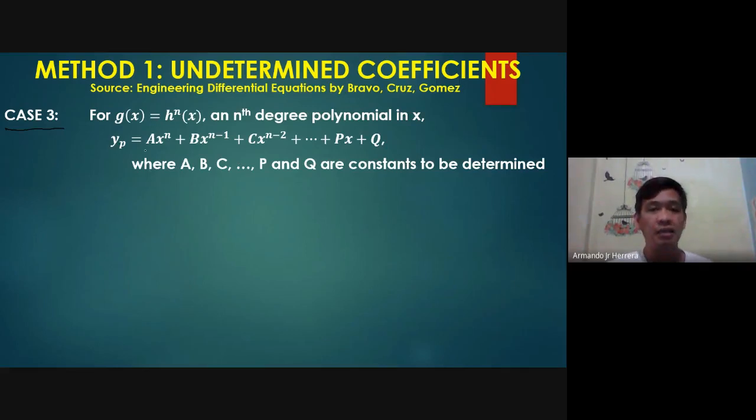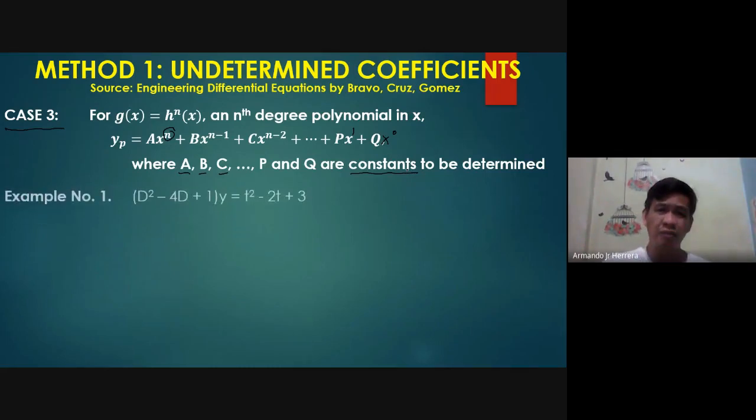So y_p is equal to ax to the n plus bx to the n minus 1, cx to the n minus 2, and so on and so forth, px plus q, hanggang sa maubos yung exponent natin. So n, then n minus 1, minus 2, hanggang sa maubos, x to the 1 hanggang maging x to the 0, where a, b, c, d, e, f, g up to p and q are constants to be determined. Ibig sabihin, the greater the degree, of course, the greater the number of arbitrary constants or undetermined coefficients na isosolve natin.